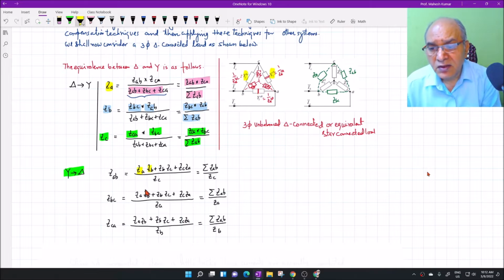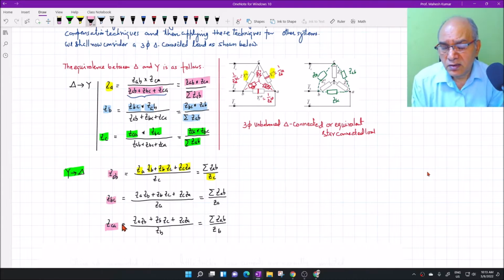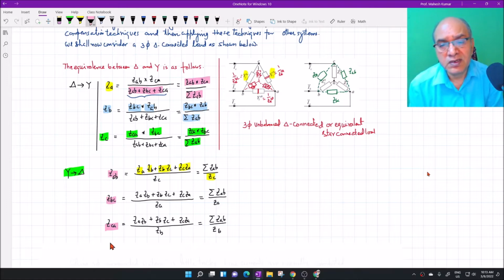In that case, we have to find ZAB, which is the sum of ZA ZB plus ZB ZC plus ZC ZA, divided by ZC. Similarly, we can find out ZBC, ZCA. So this equivalence, you might be knowing it. For the sake of completeness, I have reviewed this equivalence between the star and delta connected load.